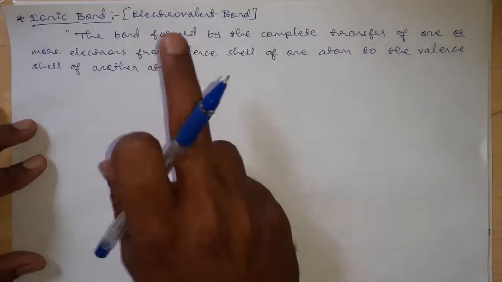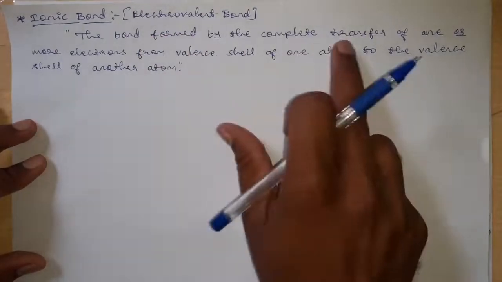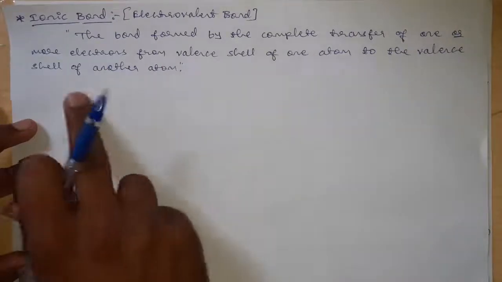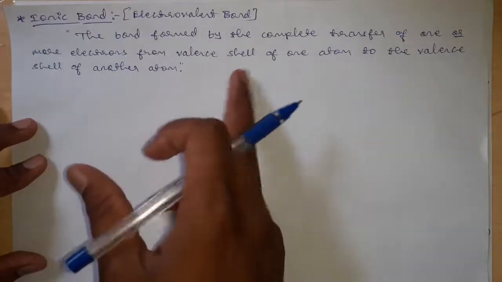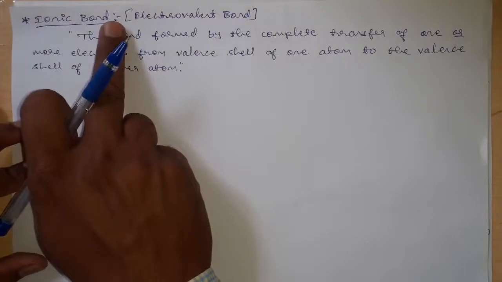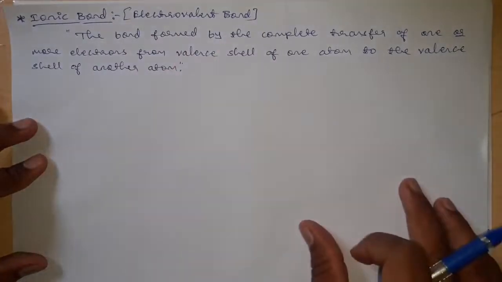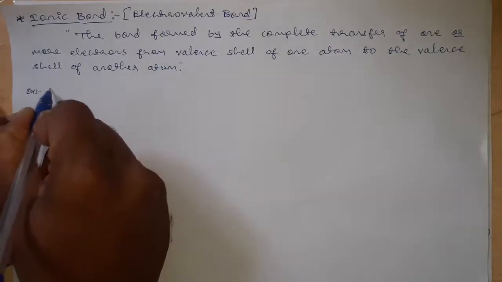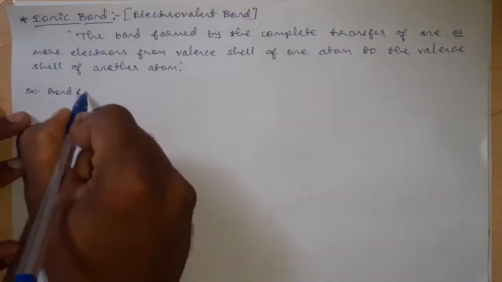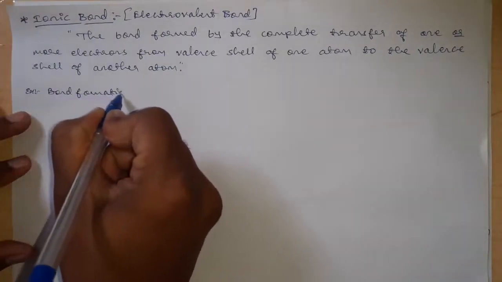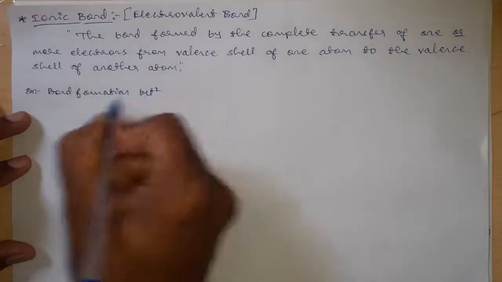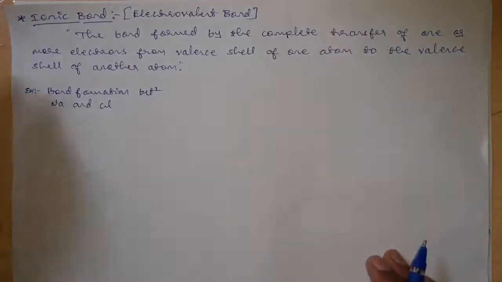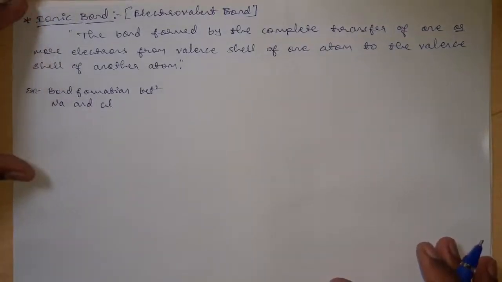If a bond is forming by the complete transfer of one or more electrons from the valence shell of one atom to the valence shell of another atom, then that bond is called what? Ionic bond or electrovalent bond. Take for example, bond formation between sodium and chlorine.